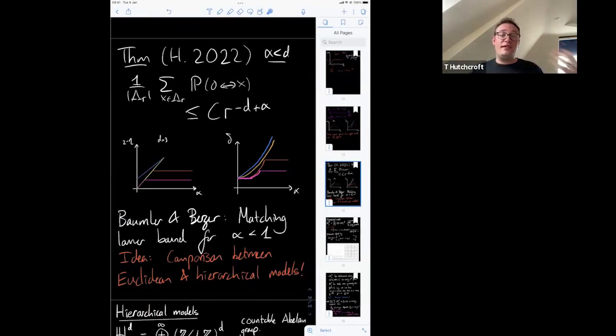So, using hierarchical models to understand critical behavior is something people have done for a long time, but only as a toy model. It's not been like, let's understand the hierarchical model and then actually use that at the level of proofs to understand Euclidean models. It's more like, let's understand the hierarchical model, and that will tell us what we should be proving about the Euclidean model. It's more like a guide. Whereas this is really taking the hierarchical proof and forcing it to work for the Euclidean model.